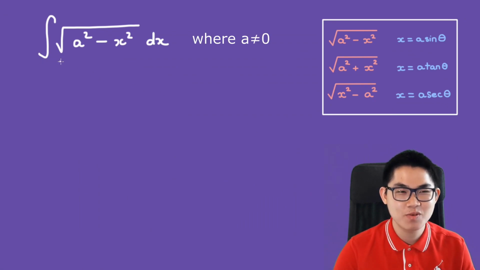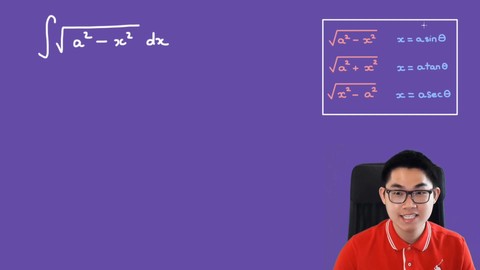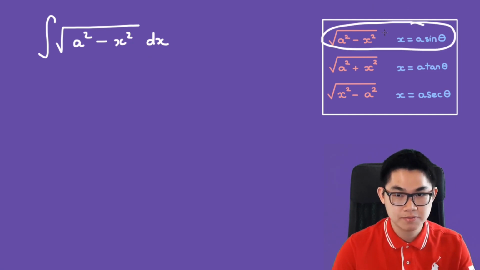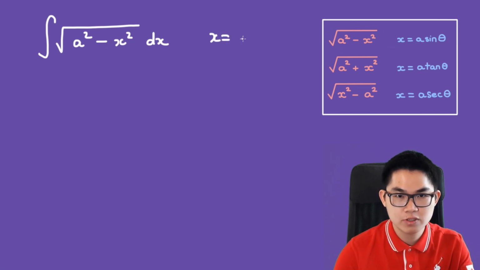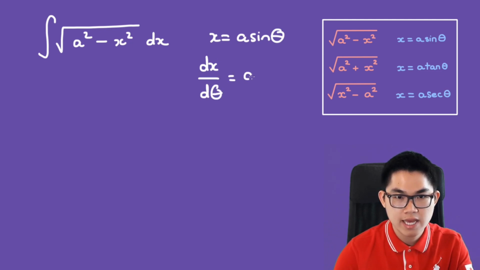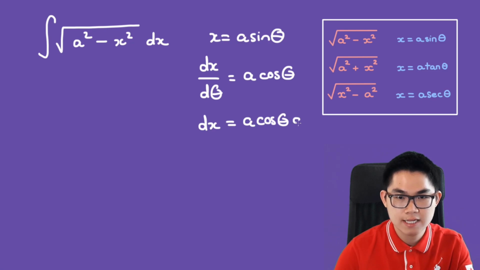The integral of the square root of a squared minus x squared dx. As you can see, this is the first form in one of our 3 formulas for trigonometric substitution. So x will be equal to a times sine, and we need to get the derivative, so dx over d theta is equal to a times the derivative of sine, which is cosine. So we have dx is equal to a times cosine d theta.